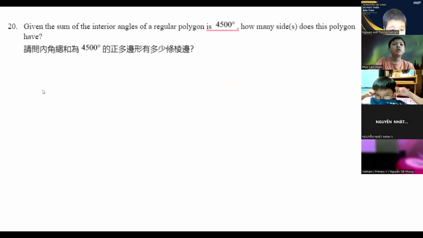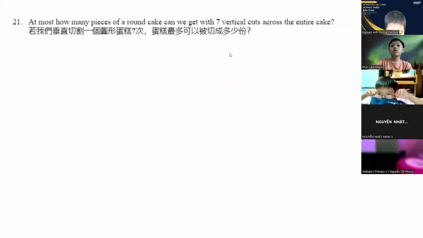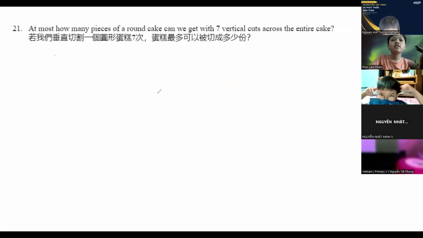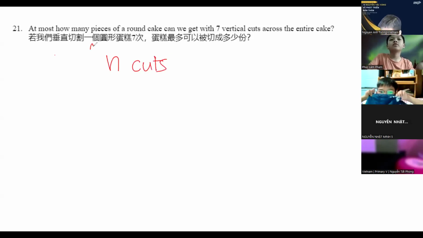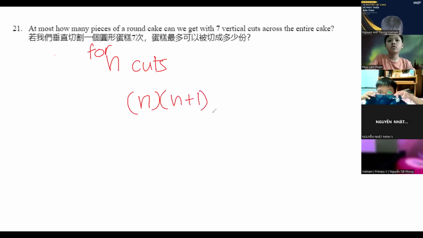So let's move on to number 21. At most, how many pieces of a round cake can we get with 7 vertical cuts across the entire cake? All we have to do for this one is use the formula for n cuts: n times n plus 1 over 2, plus 1.